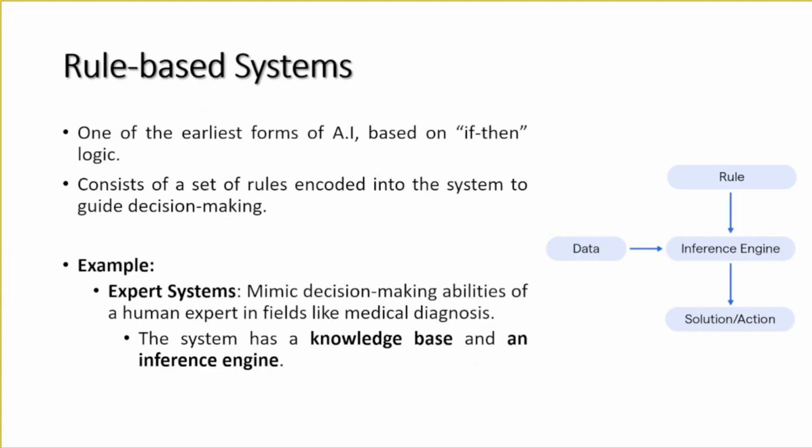Okay, so jump to the rule-based system. I think this is very clearly straightforward. One of the earliest forms of AI, based on if-then, it consists of a set of encoded rules and guides decision making. So that would be the common thing. So we have data, we bring the data in, and this engine will check the rule, and the rule will respond back to the inference.